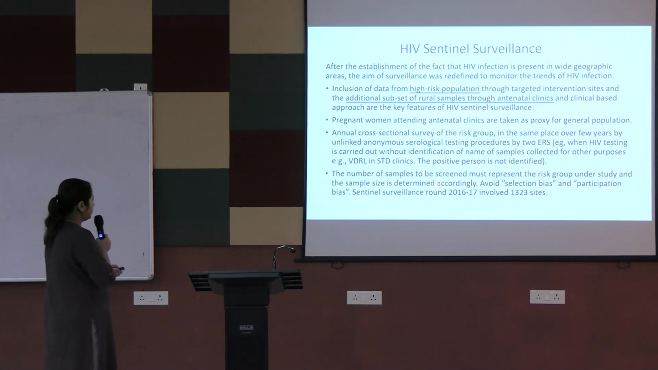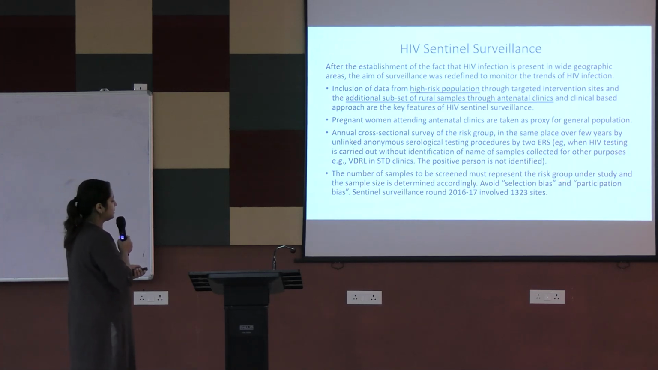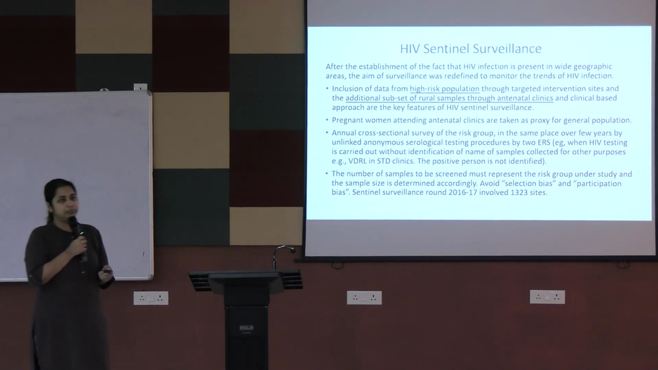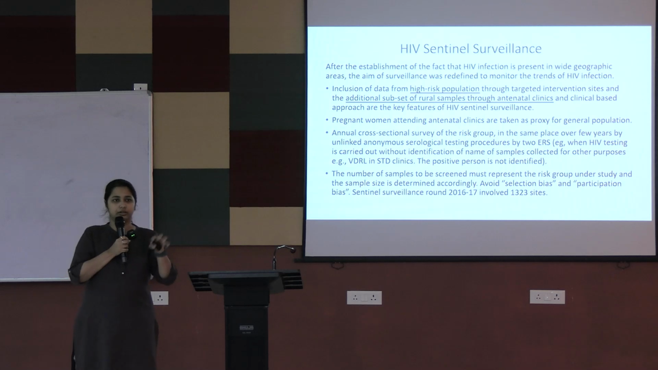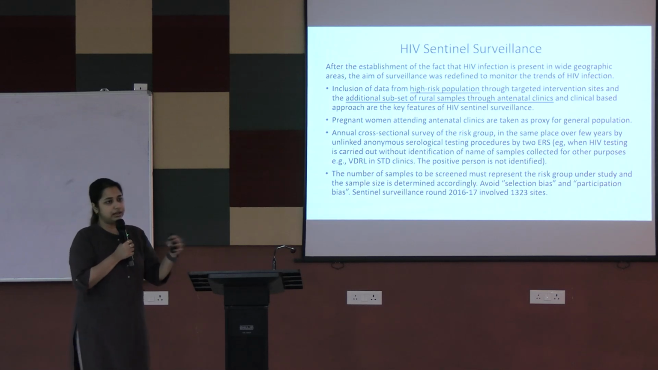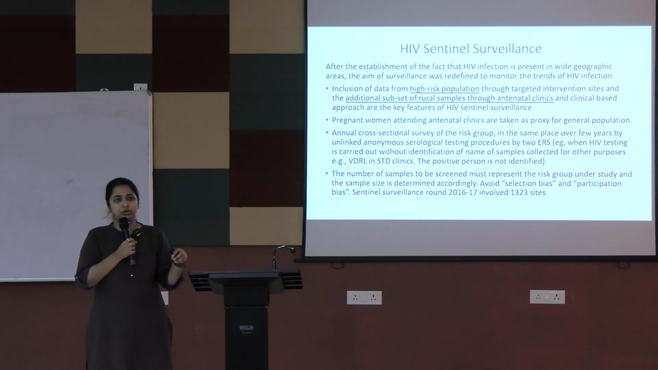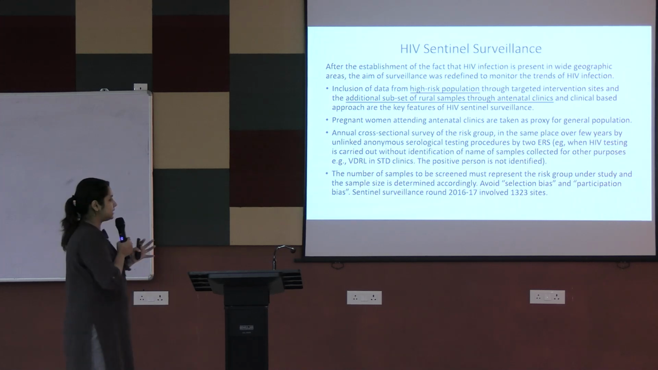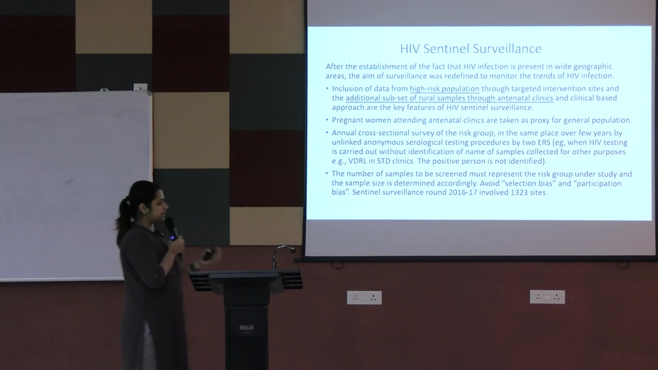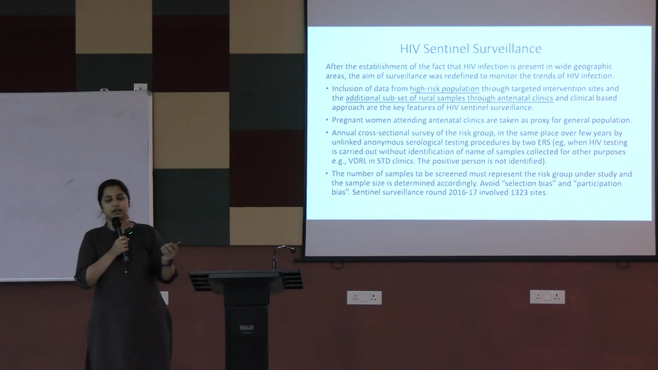So the number of samples to be screened must represent the risk group under study, and the sample size is determined accordingly. For example, the Sentinel Surveillance Center or site that is collecting the data needs to know how many samples they need to collect so that they represent the total population, that is the sampling they are doing. So they need to know the sample size that is representing the risk groups under study in that area.